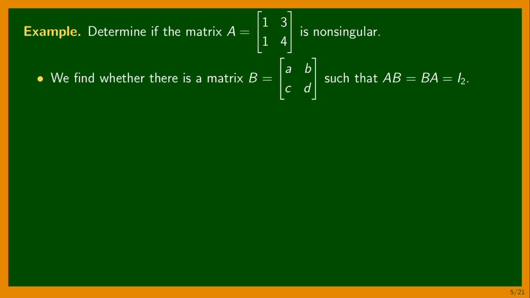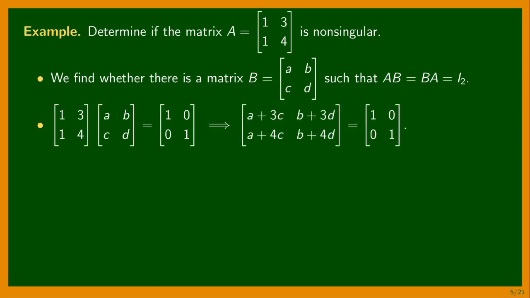To say that it is non-singular, we mean that we can find a matrix B of the same size, 2 by 2, so that this product actually holds. Looking at the first equation, AB equals I2, then performing the operation, you see that when the matrices on the left are multiplied, like so, it gives us this product. You can verify that this is the product by doing matrix multiplication accordingly.